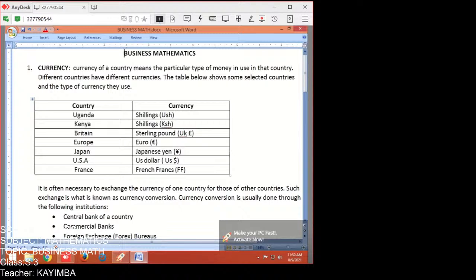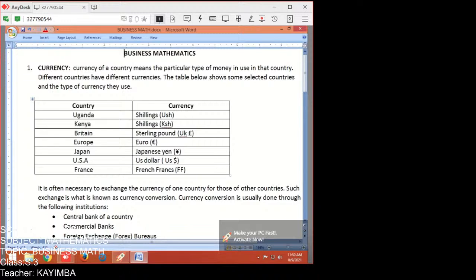Currency. So they are saying to us that the currency of a country means the particular type of money in use in that country. Different countries have different currencies. So the table below shows some selected countries and the type of currencies they use. So it's very important to look at that table. I tried to get some countries that use different currencies, and they are there as you can see them.